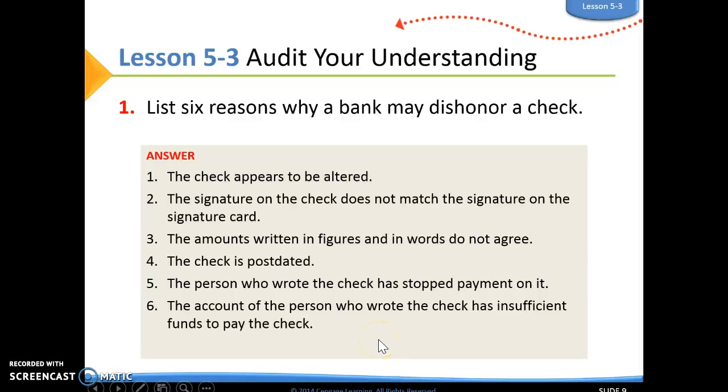The person who wrote the check has stopped payment on that, so that is an option. If I write a check, I am able to cancel that check and stop the payment on that check. And then the last one, the account of the person who wrote the check has insufficient funds. So this is the one that we talked about during the slideshow.